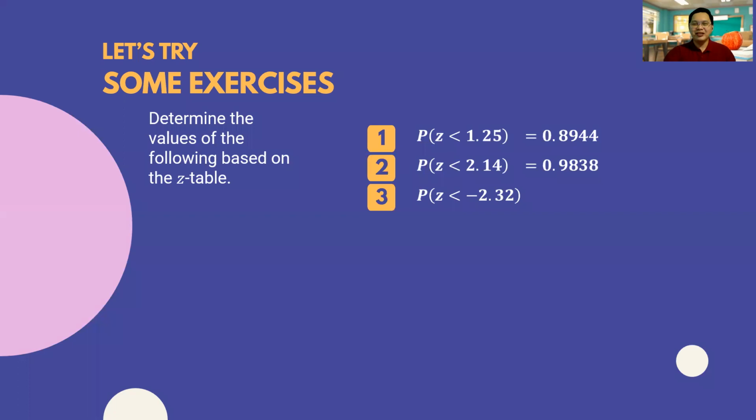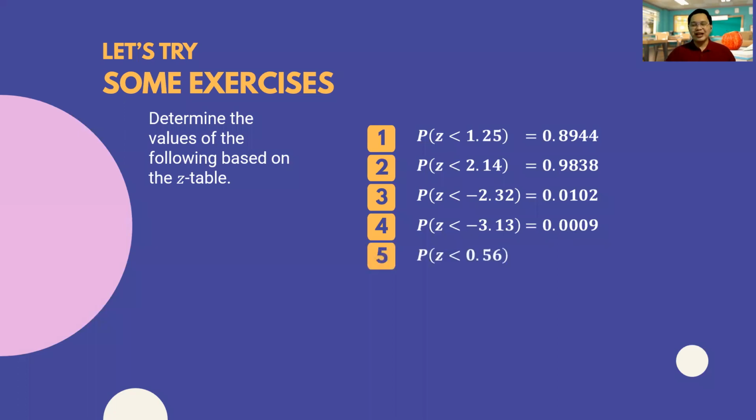Okay, so the probability that Z is less than negative 2.32 is equal to 0.0102. The fourth one, the probability that Z is less than negative 3.13. So that's a very small value of the standard deviation. We should expect a very small value here, and that's equal to 0.0009, or that's 0.09%, right? It's 0.09%. Number five, the probability that Z is less than 0.56 is actually equal to 0.7123.